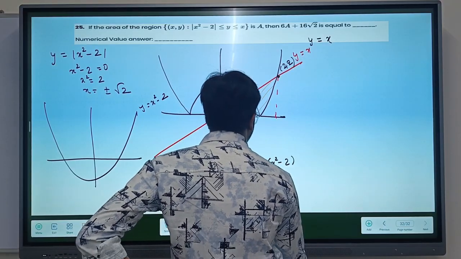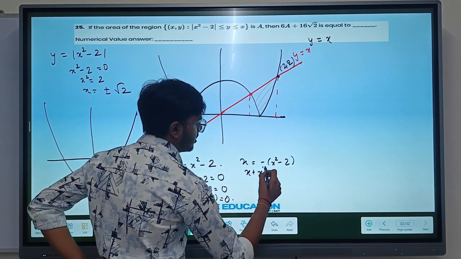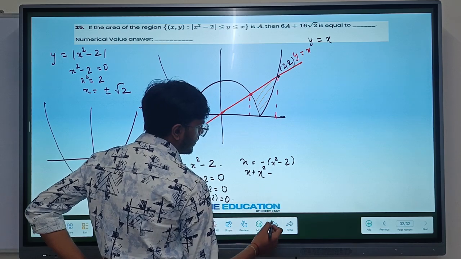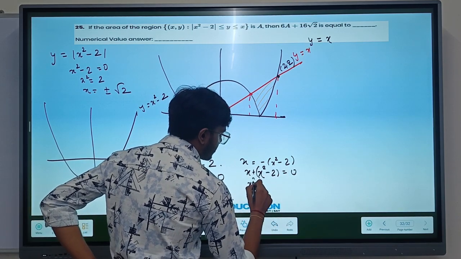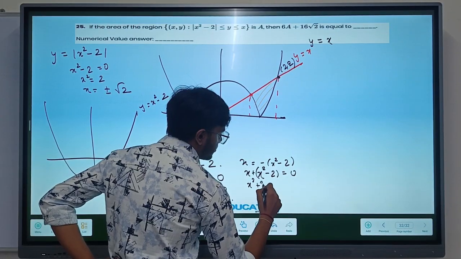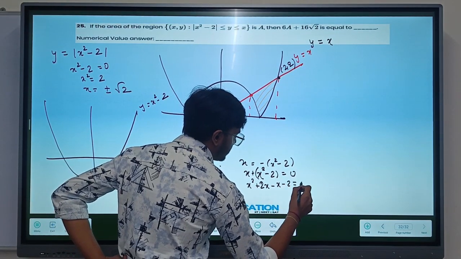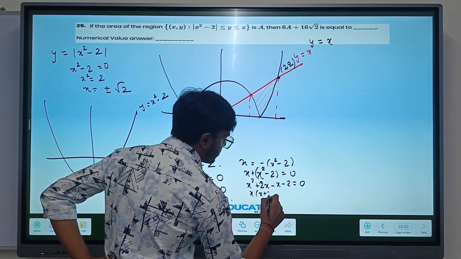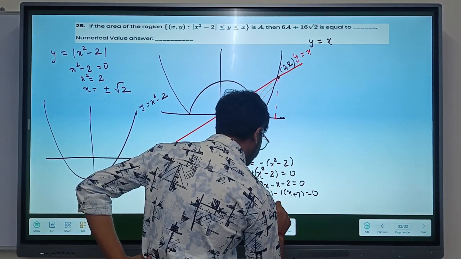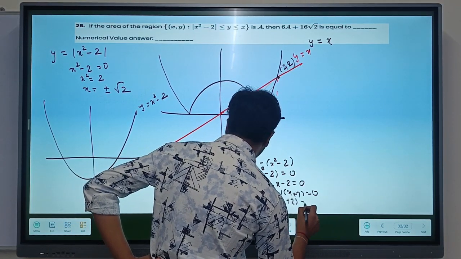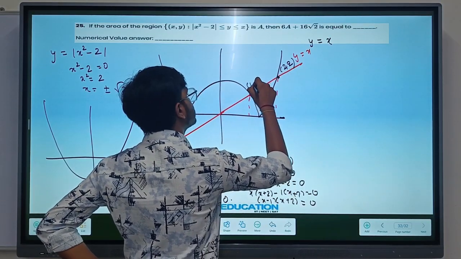And if I solve this, x square plus x minus 2 equal to 0. So x square plus 2x minus x minus 2 equal to 0. x times (x plus 2) minus 1 times (x plus 2) equal to 0. So (x minus 1) into (x plus 2) equal to 0. So x equal to 1. So this point is 1 comma 1.